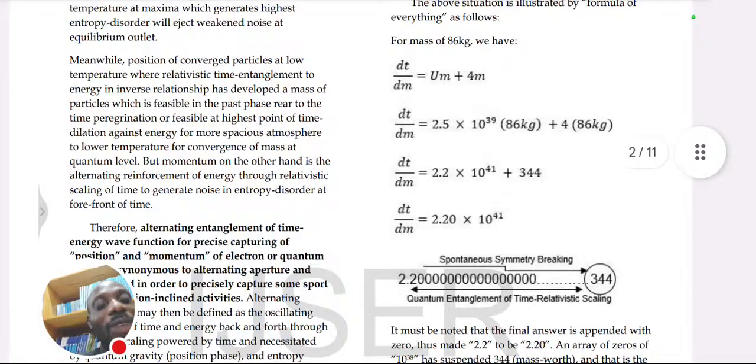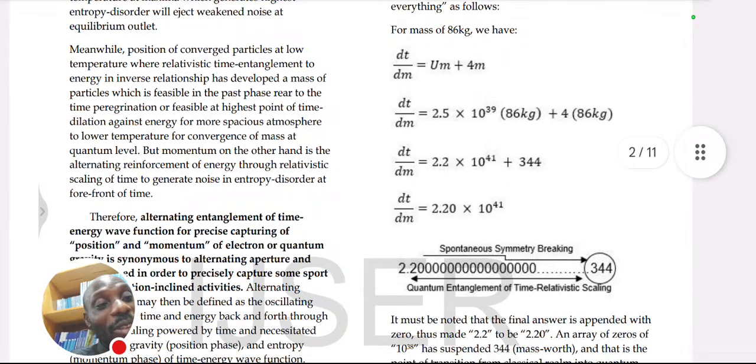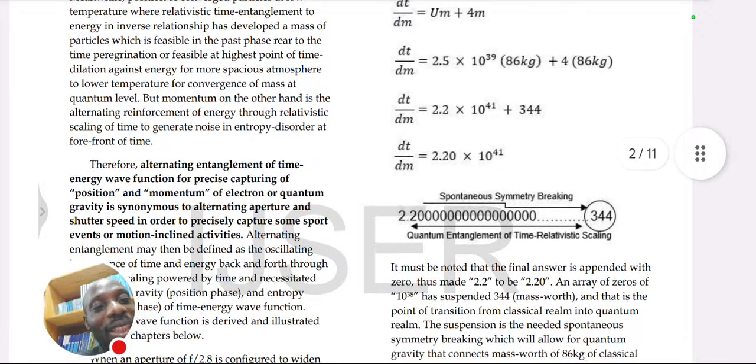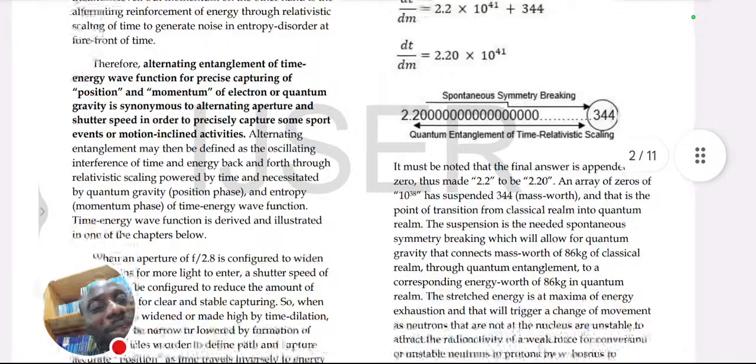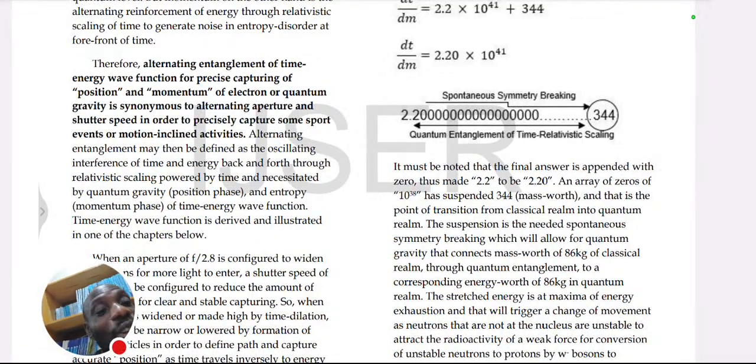Look at what we have. We have the TDM equals to capital UM plus 4M, which is the formula of everything, the one we had in the time theory of the universe. By using the 86 kilogram mass in the formula, we finally get our answer to be 2.20 times 10 raised to power 41. By having it to be 41, it means that the diagonal trajectory, this is going to be diagonal, is at classical level. We know that.